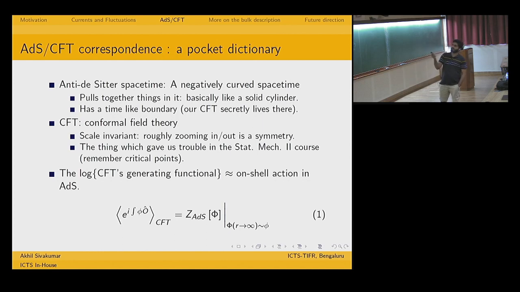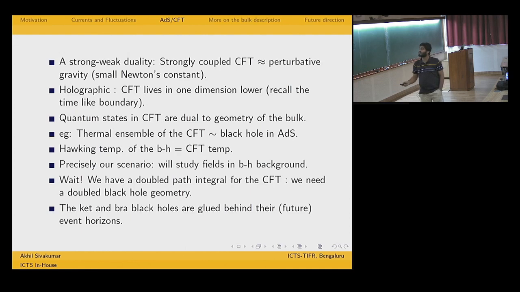So the basic statement of the AdS/CFT correspondence from a practical perspective is this: the log of the CFT's generating functional for the moments of a particular collection of operators is roughly equal to the on-shell action of some dual field in the bulk AdS. In a more precise way, the object on the LHS, which is some generating functional for moments of operator O hat with some source small phi, is equal to the partition function of some bulk field capital Phi, where capital Phi is linked to the source small phi by the relation that capital Phi asymptotically approaches small phi.